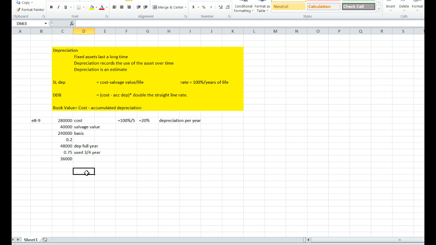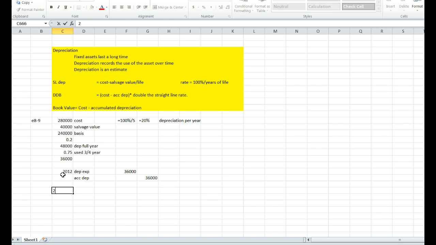So our journal entry is depreciation expense 36,000, and accumulated depreciation credit 36,000. Okay? The second year, we're going to have it for a full year. So I think we said we bought this in 2012. Okay. So that's our depreciation the first year.